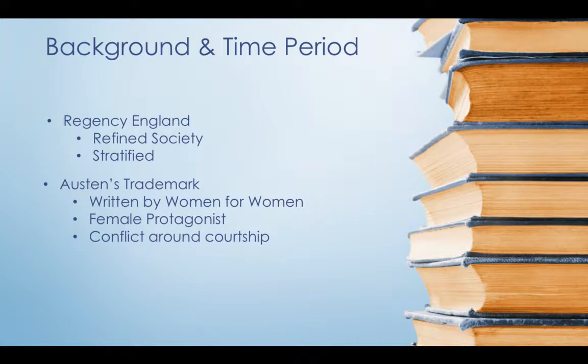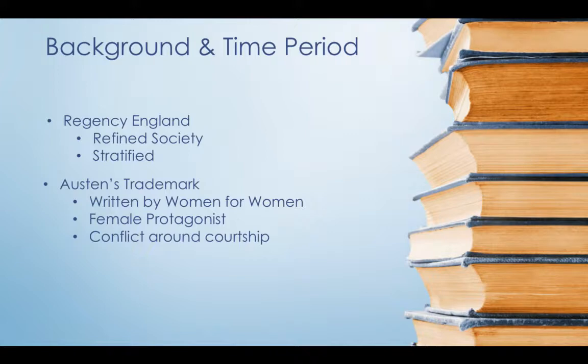The society during the Regency era is also very stratified, meaning that people of different social classes mixed very little. So someone of a lower social class and a higher social class probably are not going to have a relationship with each other. They're not going to live in the same parts of town. They want to be as little connected as possible during this period. So very, very highly stratified between social classes.